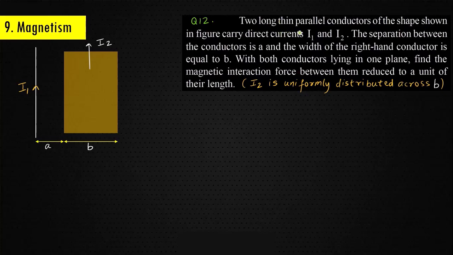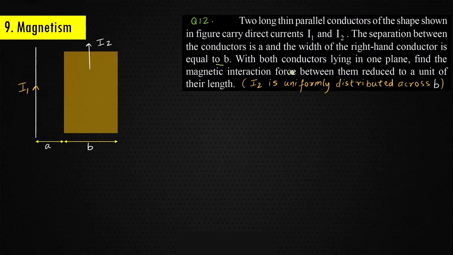There are two long thin parallel conductors carrying currents I1 and I2. The separation between the conductors is A and the width of the right hand conductor is B. You are asked to calculate the magnetic interaction force between them, reduced to an individual layer. Okay, so how to calculate that?